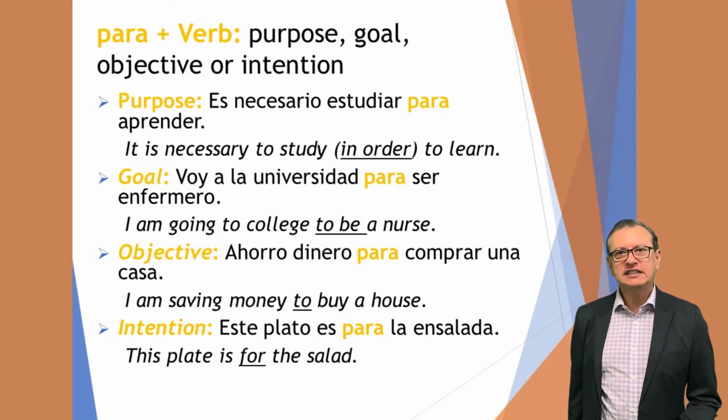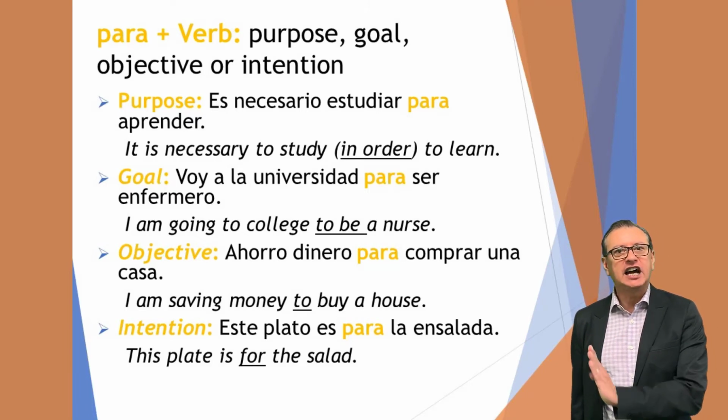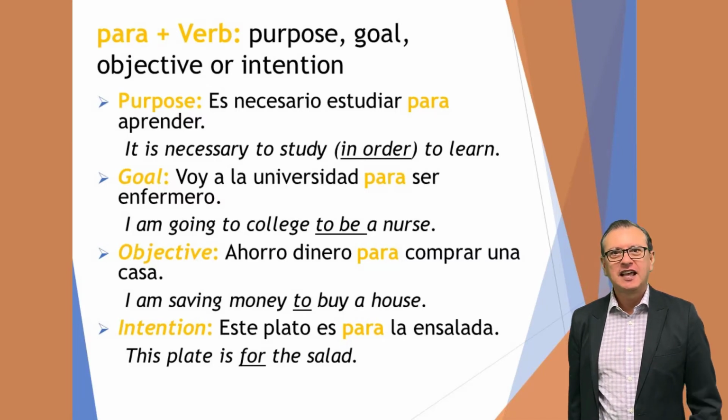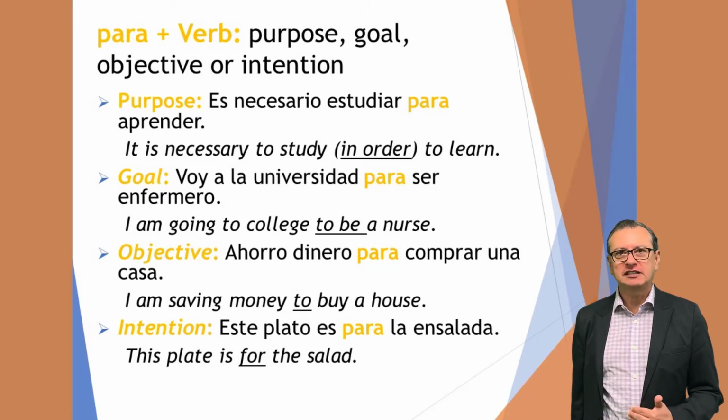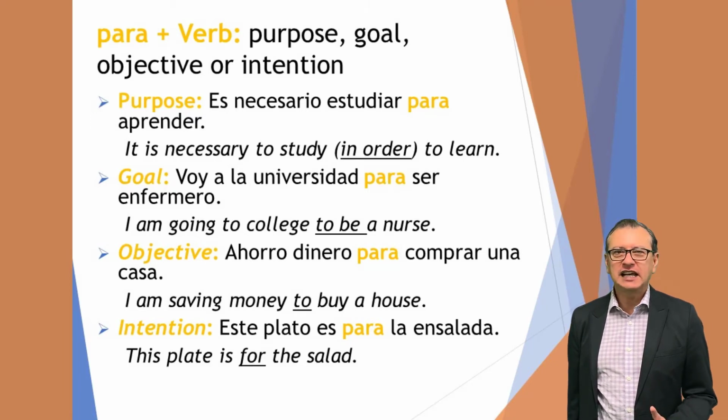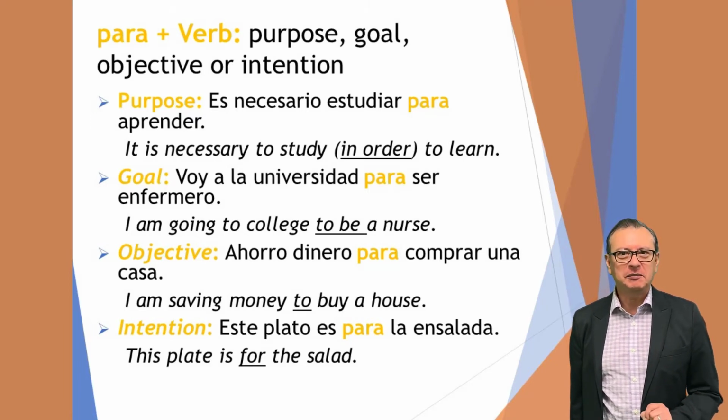In all these sentences, you notice that para is preceding a non-conjugated verb. Why? Because they all refer to purposes, intentions, objectives, or goals. That's the major characteristic of the preposition para.